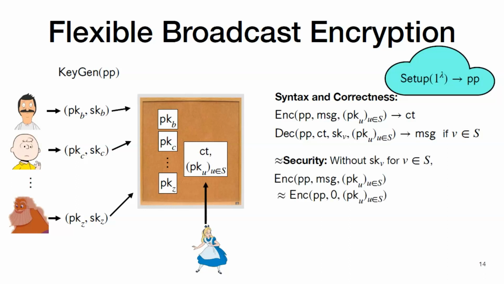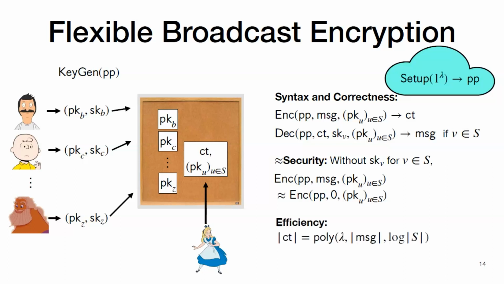At a very high level, security should say something like, unless you have a secret key for one of these public keys, then encryptions of a message should be indistinguishable from something unrelated, like an encryption of 0. You can ask various forms of adaptivity and selectivity in different parts of the definition, but for the purpose of today's talk, I'll just focus on this kind of high-level notion of security.